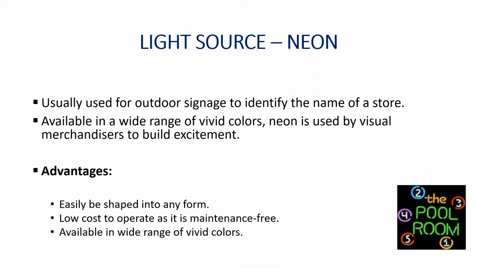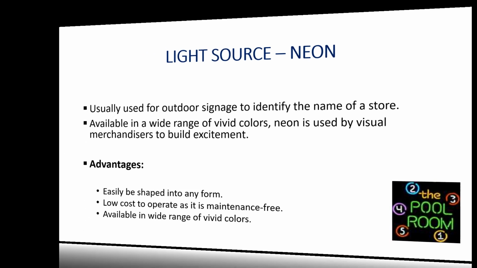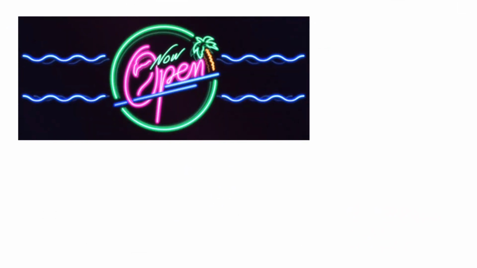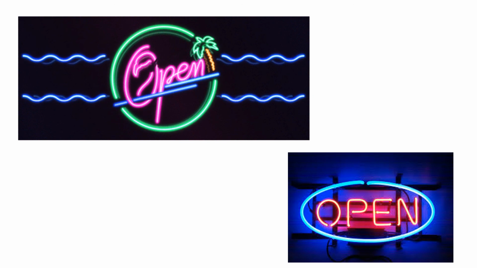Advantages: it can easily be shaped into any form, it is low cost to operate as it is maintenance free, and it is available in a wide range of vivid colors. Neon light used to be used for outdoor signage to identify the names of a store. Nowadays it is used extensively in store interiors or window displays. A great advantage is that it can easily be shaped into any form. So these are the examples of neon light.